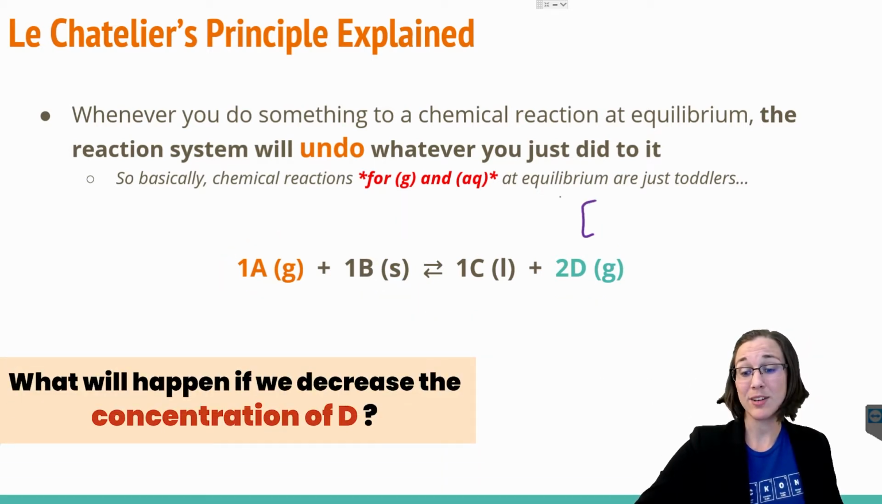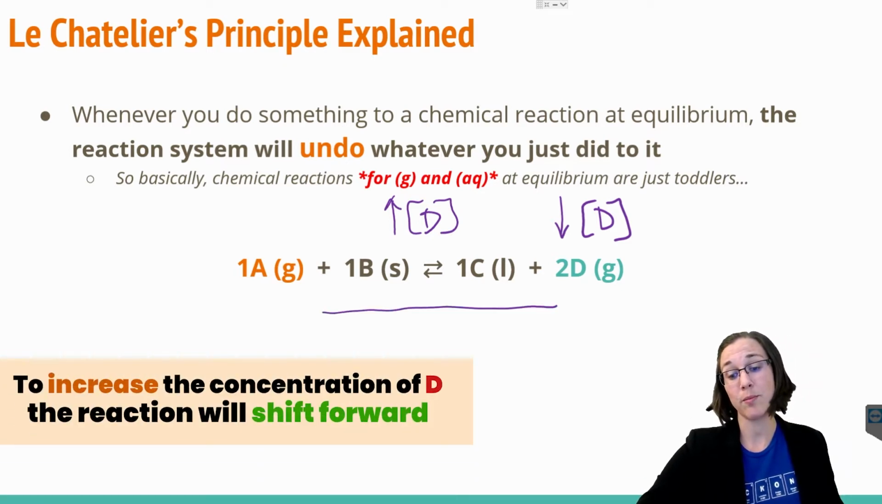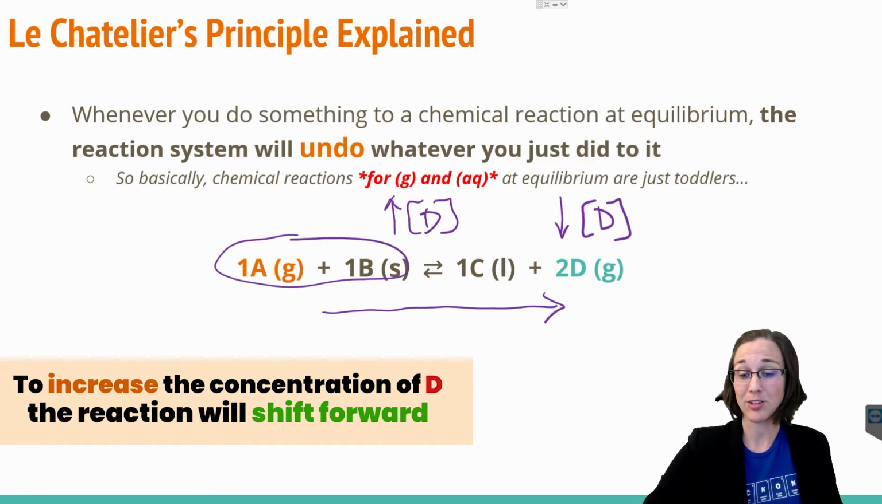Likewise, if we decrease the concentration of D, the reaction is going to now want to increase the concentration of D. And since it wants to increase it, we're going to have to shift more from the reactants back to the products, making A and B react together to create more D and increase the concentration again.